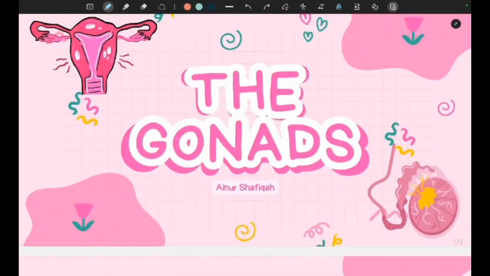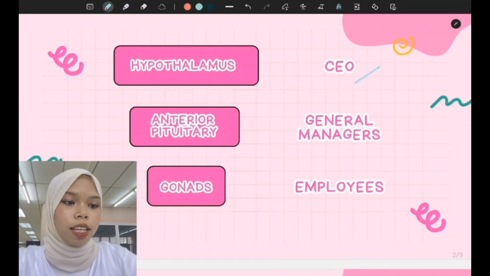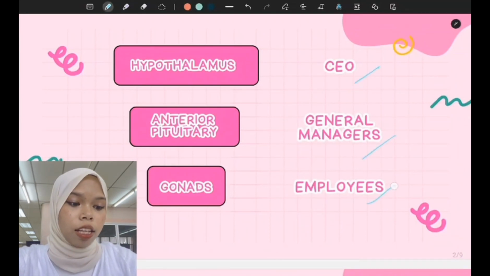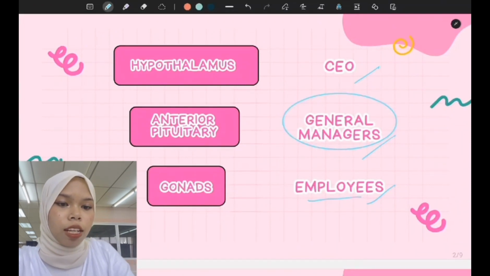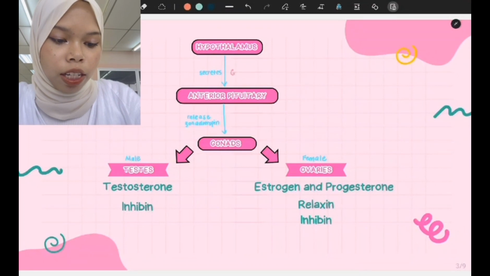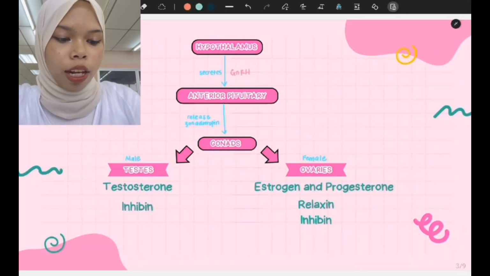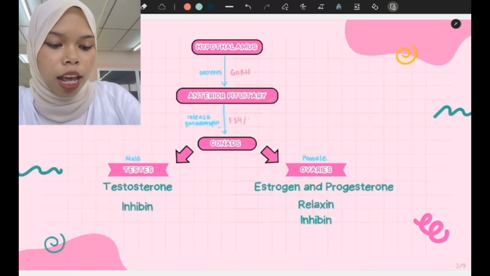And I will continue with the gonads, the hormones that are secreted by the testes and the ovaries. When it comes to the endocrine system, we will have the CEO, the general managers, and the employees. Who will listen to the managers? Only the employees. So the CEO will be the hypothalamus, and the managers will be the anterior pituitary, and the employees will be the gonads. The hypothalamus will secrete GnRH hormone, which goes to the anterior pituitary and tells the pituitary to release gonadotropin, which is FSH and LH.